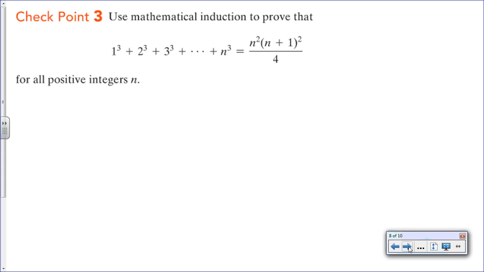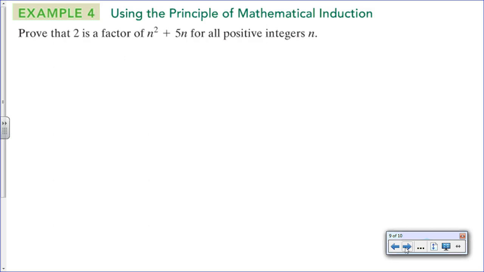Let's go to that one. Let me see if there's something different, because that one is similar to the one we just did. Let's try that one. Example 4. Prove that 2 is a factor of any number written in this form.